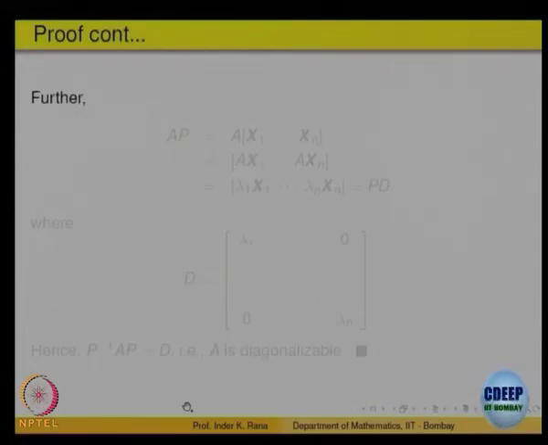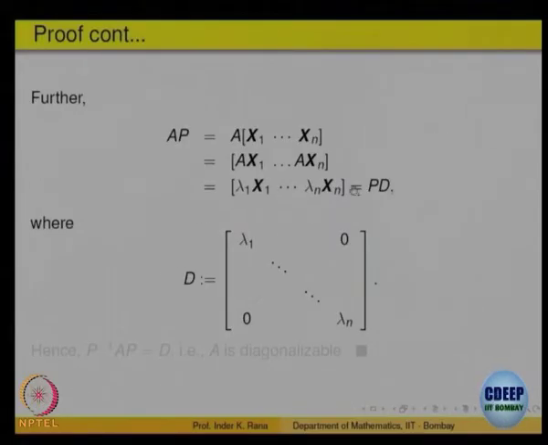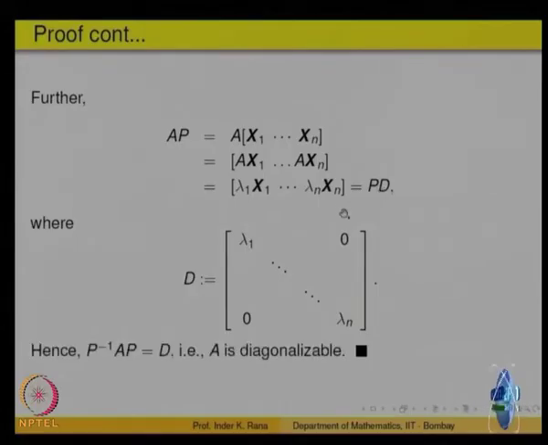So, we can compute now what AP is. Write A times the column vectors of P, x1 to xn, that is the same as Ax1 to Axn, and using the property that Axi is lambda i xi, this comes out to be precisely P times D. If we write D as the diagonal matrix lambda 1 to lambda n, then we get AP equal to P times D. P is invertible, so that can be written as P inverse AP is D. There is nothing in the proof except writing the matrix multiplication A times P as A times the column vectors and expressing it appropriately.